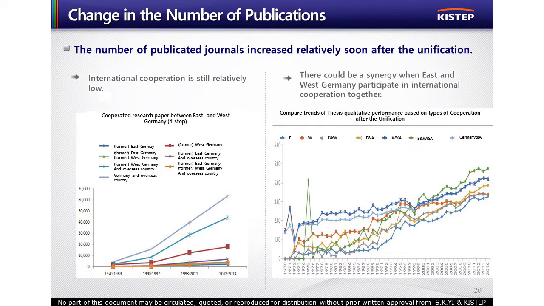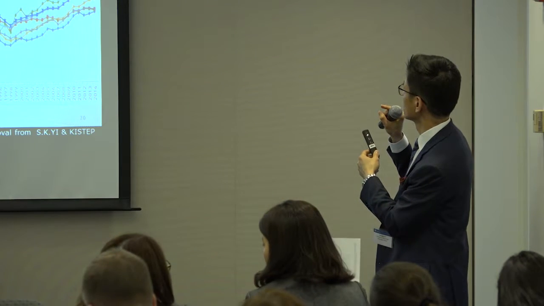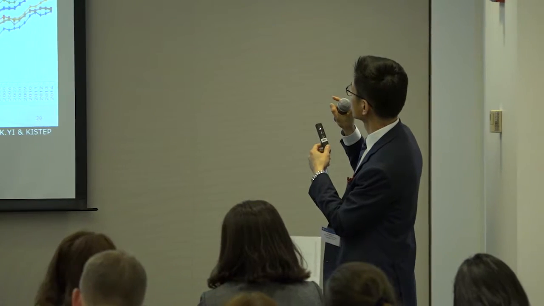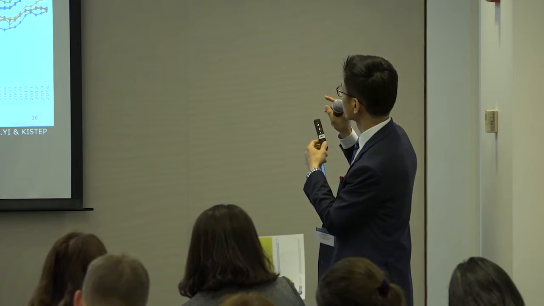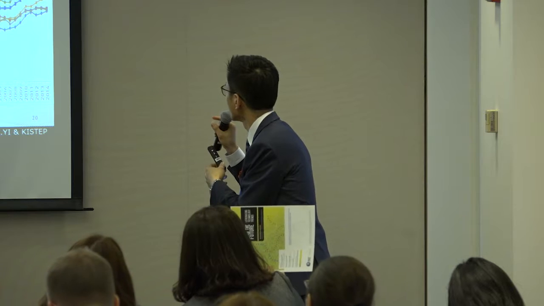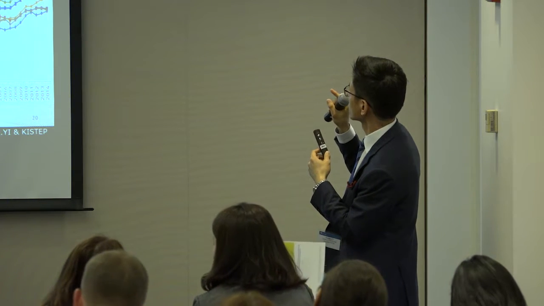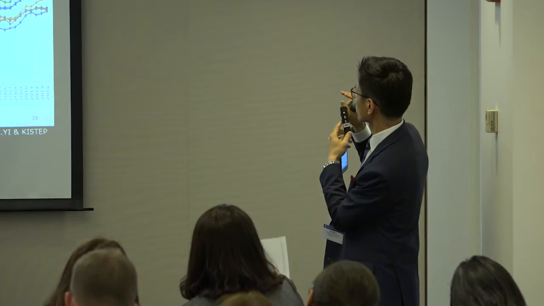Especially, international cooperation is still relatively low. There could be a synergy when East and West Germany participate in international cooperation together. In the right graph, the green line is cooperation where East and West Germany participate in international cooperation.